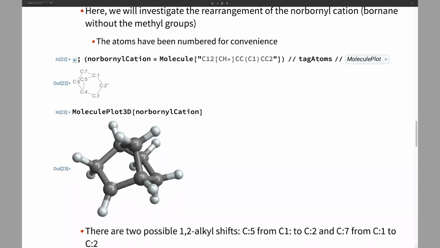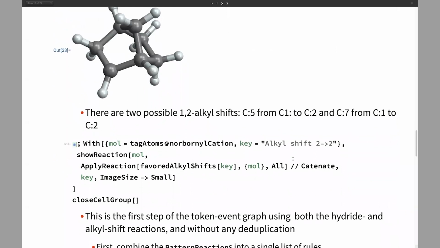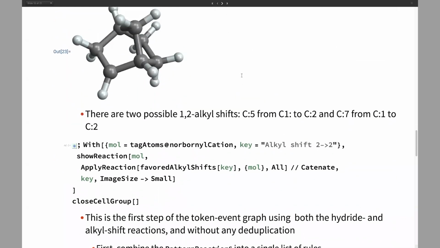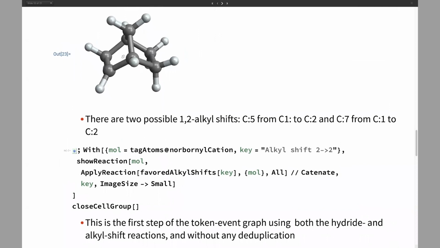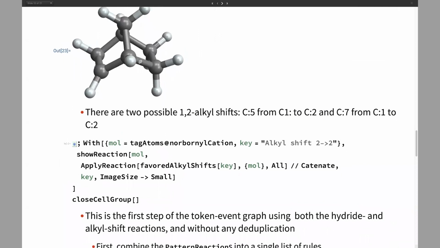here. And this is the carbon that has the charge on it. This is the 1 carbon bridge that's the middle, that's C5. Here's C2, the one with a charge. Okay, so there are two different ways we could do alkyl shifts on this molecule. We could shift this bond here from the 1 carbon bridge over to here, or we could shift this bond here underneath over to here. This is the one in the first example I showed on the earlier slide that shifted.